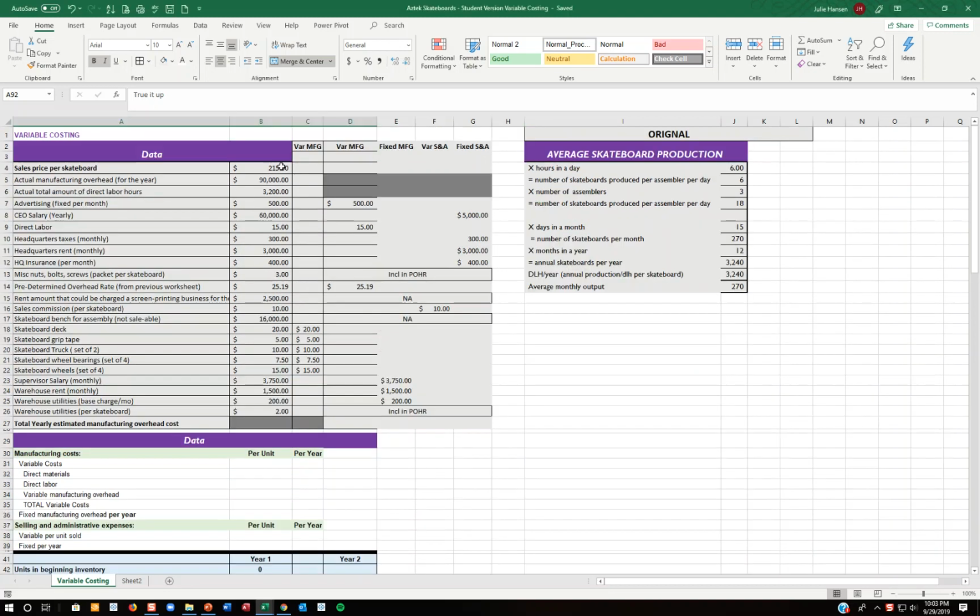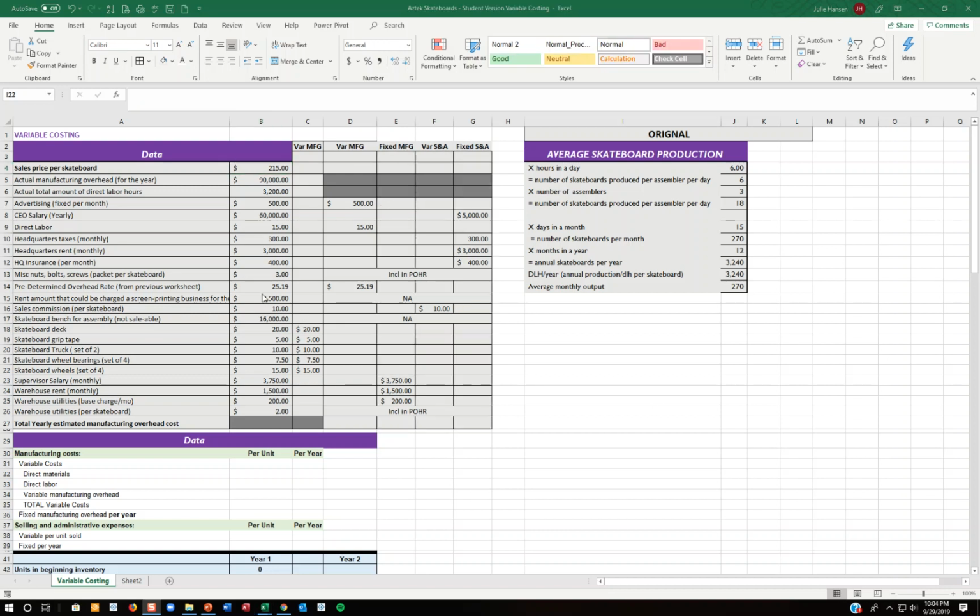What I have done is actually gone ahead and indicated the variable manufacturing costs, as well as the fixed manufacturing costs, and the variable selling and the fixed selling. So I've given you a little bit of a jump start here just to make things easier.